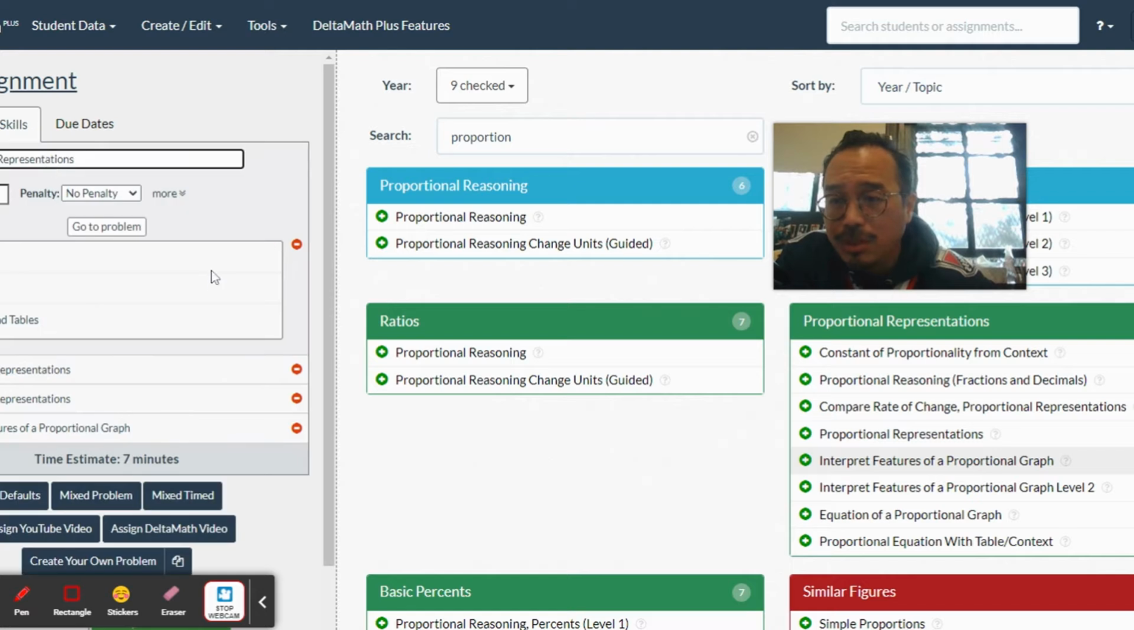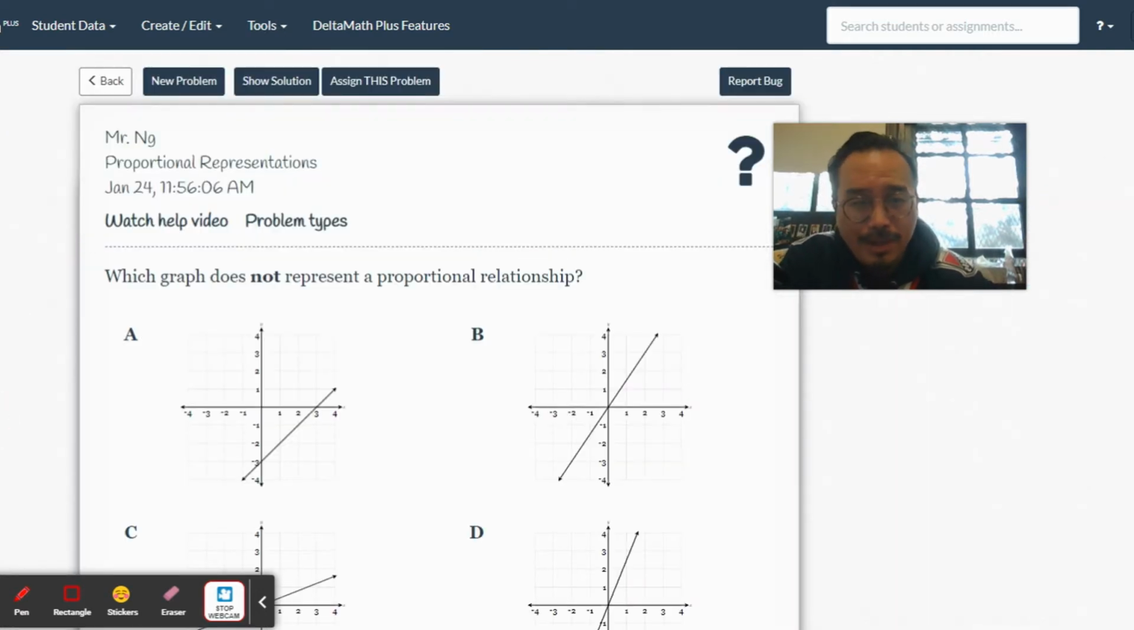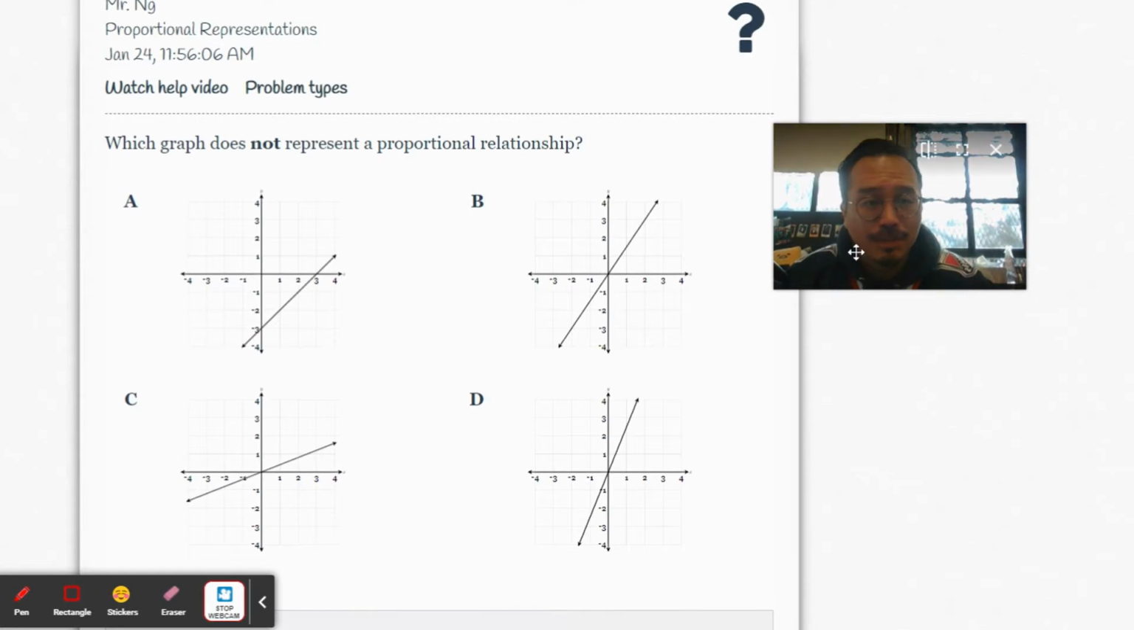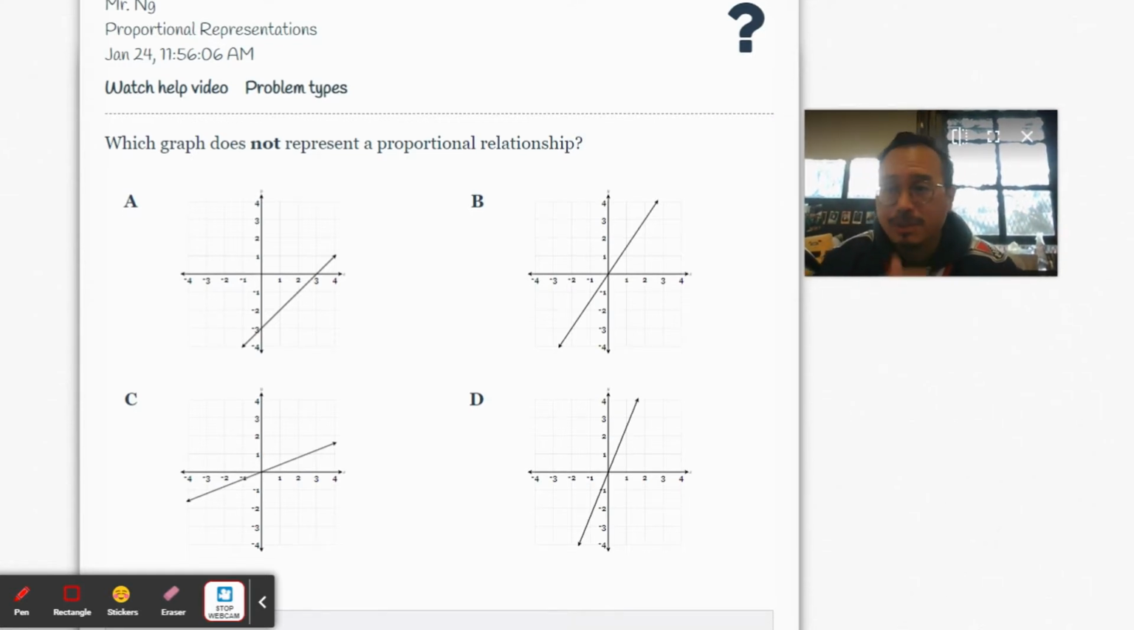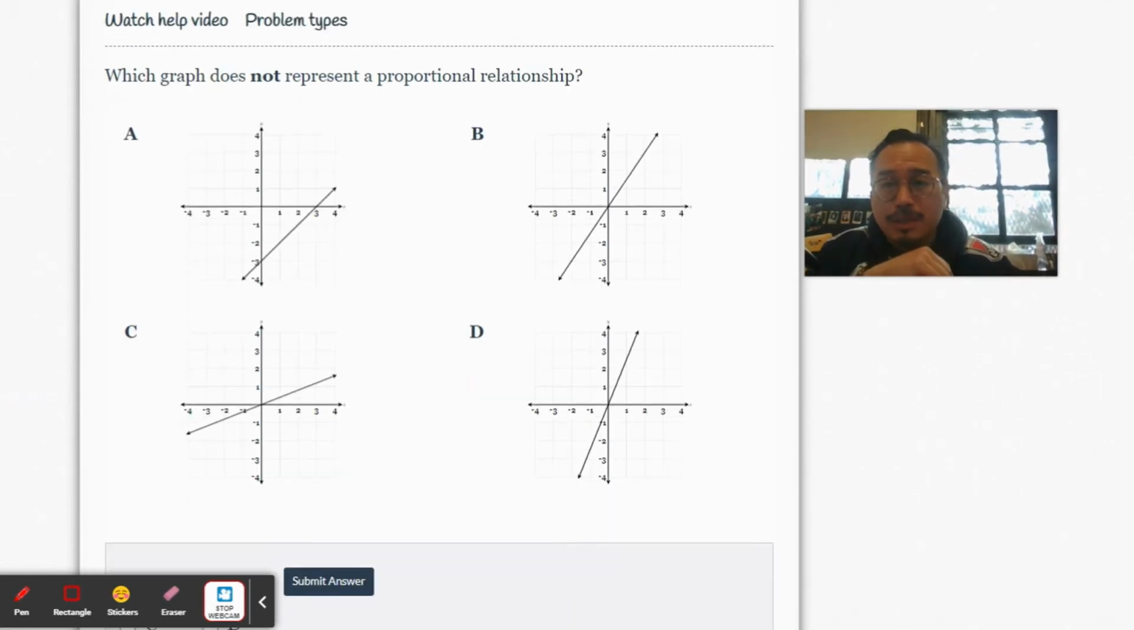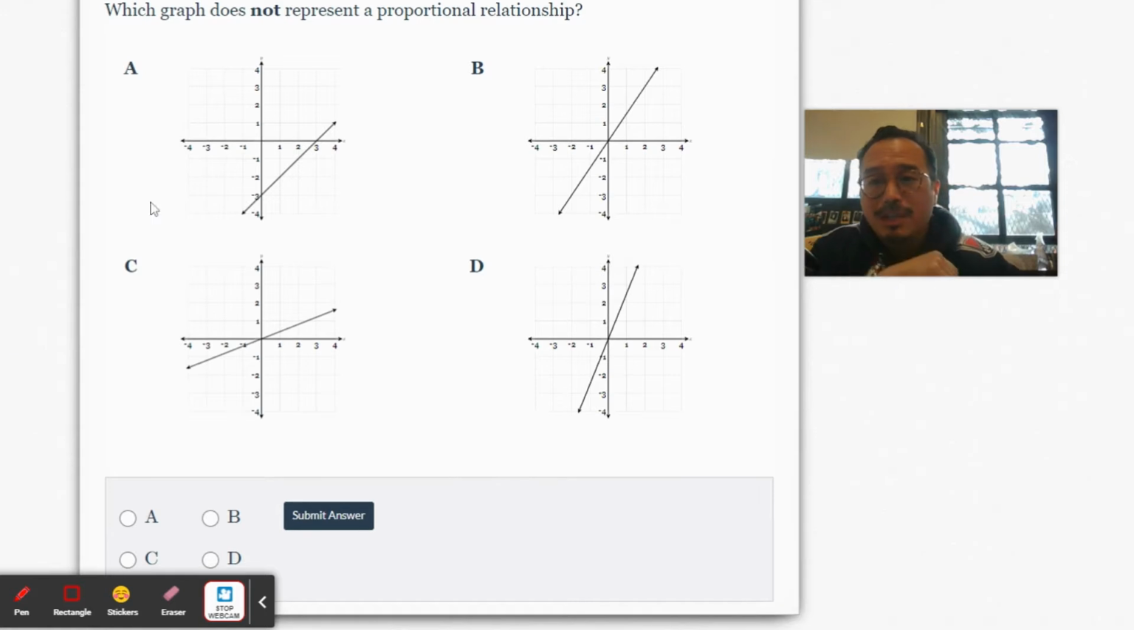So the first three are all proportional representations. So let's do one of these together. Now, the questions are not difficult, if you've been paying attention in class. So the question is asking which graph does not represent a proportional relationship. So remember what I said in class late last week: how can you tell if a graph is proportional? Yeah, if it's a straight line that goes through the origin, meaning going through right in the middle of the graph, 0, 0.